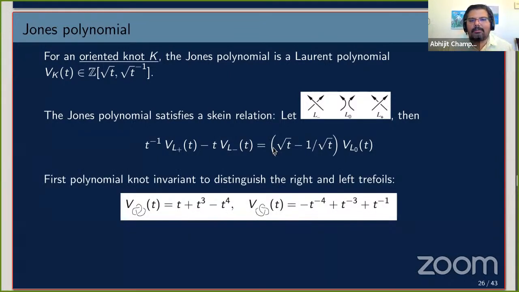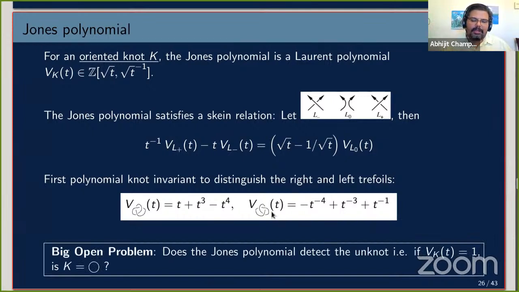What's important is that it was the first polynomial knot invariant to distinguish between the right and left trefoils, which we saw earlier. It's a difficult problem to distinguish them. Knot theorists could distinguish them before, but not with simple invariants. Their Jones polynomials are actually different.